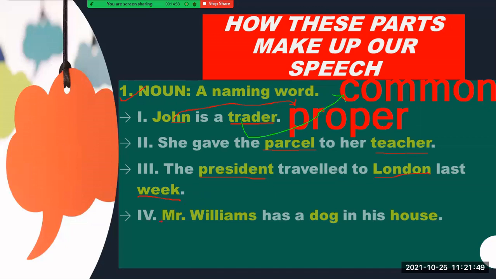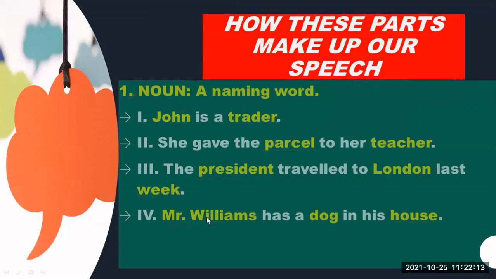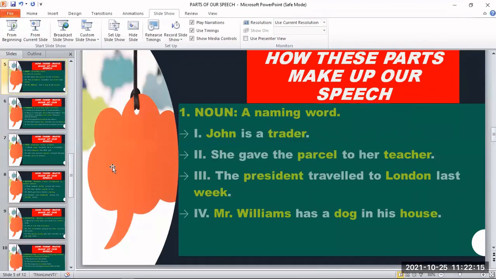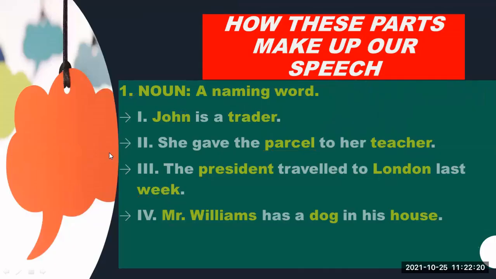Now, example number four: Mr. Williams has a dog in his house. Mr. Williams is the name of a person, dog is the name of an animal, and house is the name of a thing. All right. So this is about nouns as one of the parts that make up our speech.